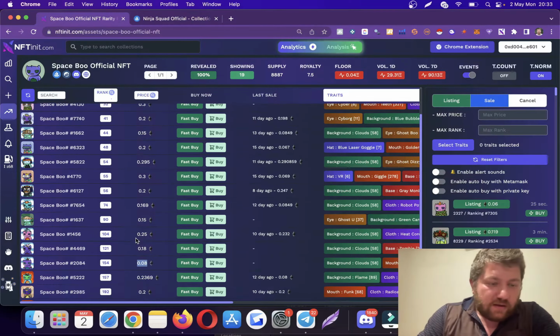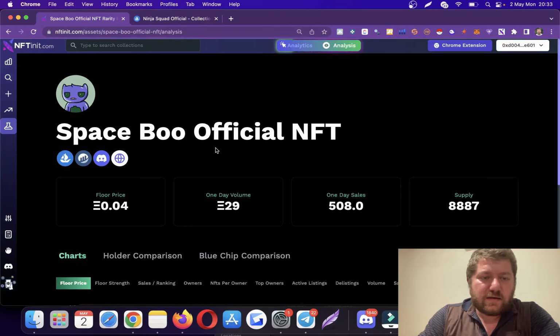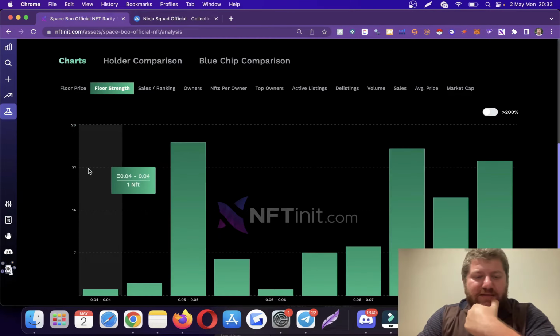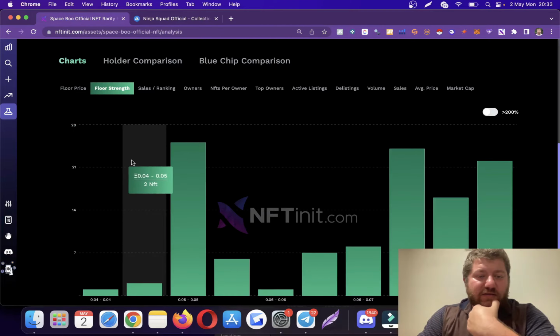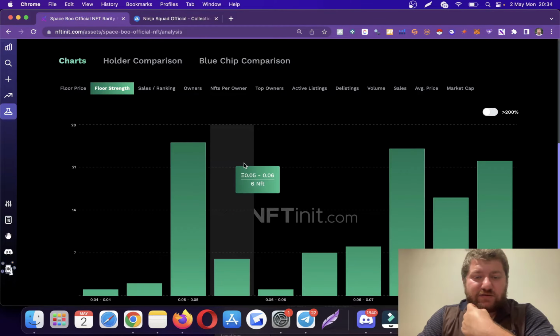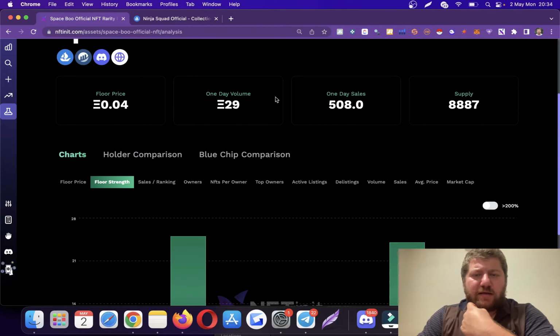However, this collection I think is trending a little bit. So let's see. It only has one NFT in this range, two NFTs in this range. There are some NFTs in this range. What is the supply of this?